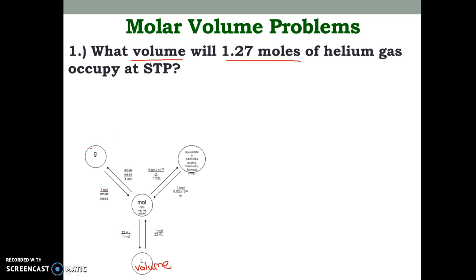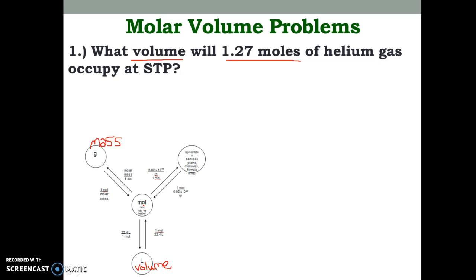When it asks for mass, you should go to grams, okay? So if it helps, write this down, okay? Volume is down here at the bottom. That goes with liters, and mass is up here going with grams. The grams is a unit for mass. Liters is a unit for volume.